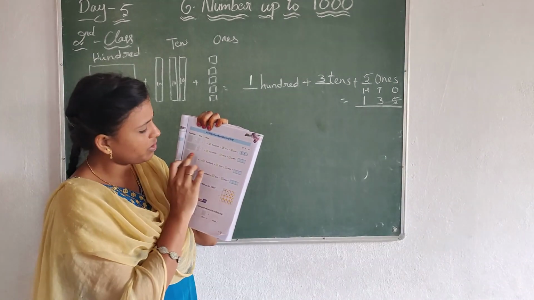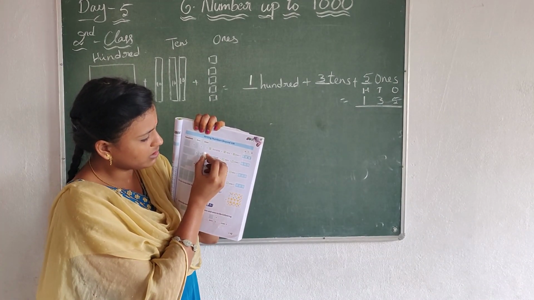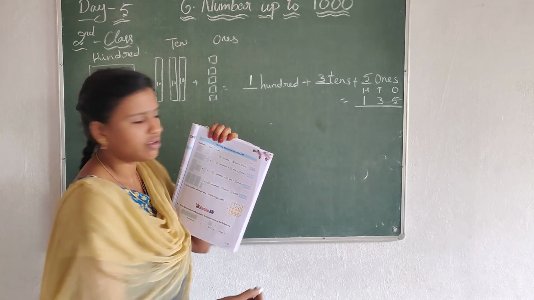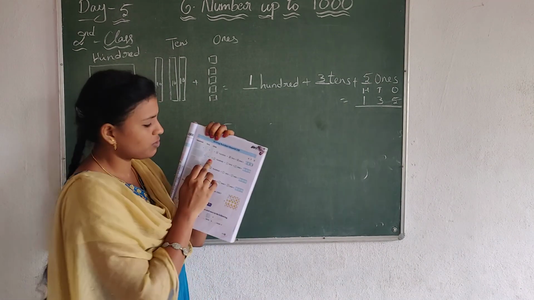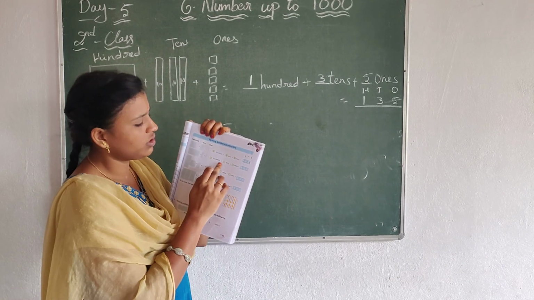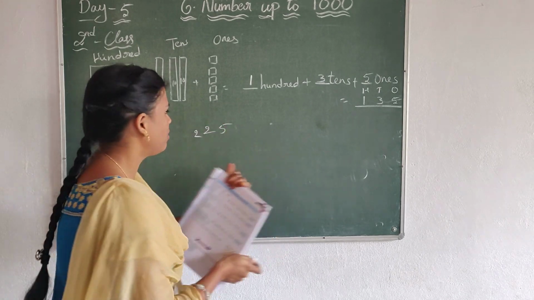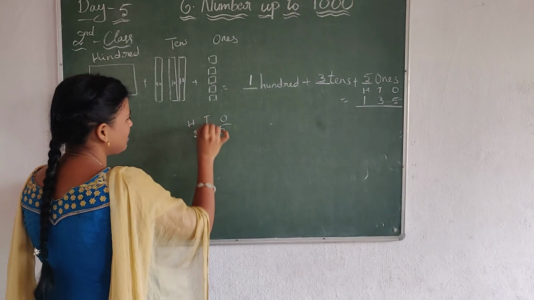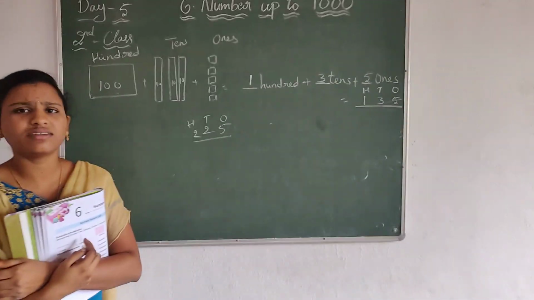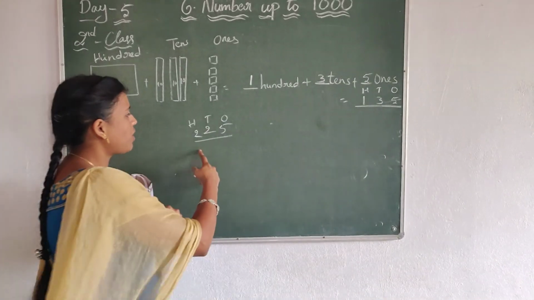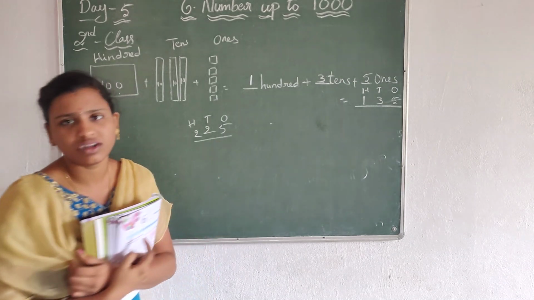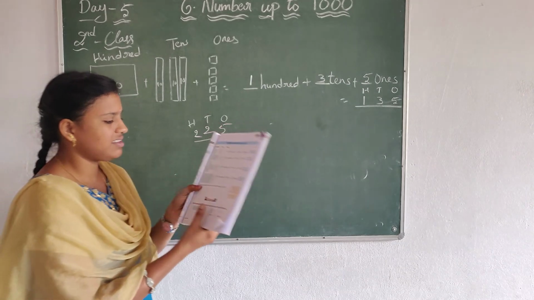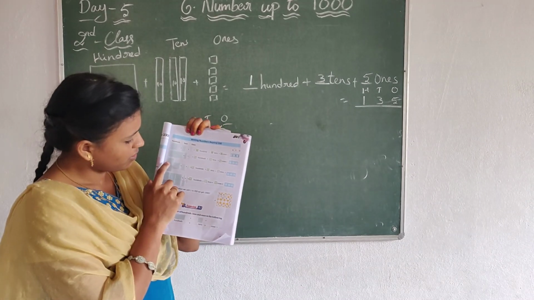2. Next, how many ones are there? 1, 2, 3, 4, 5. So 5. Here you write down 2, here 2, here 5. 2, 2, 5. This is the ones place, tens place, hundreds place. Now read the number. What is the number? 225. What is the number? 225.